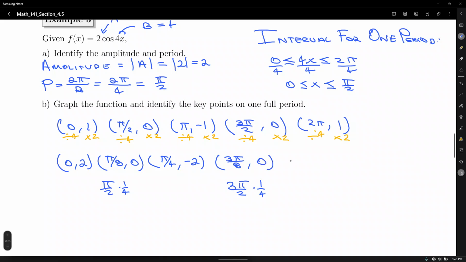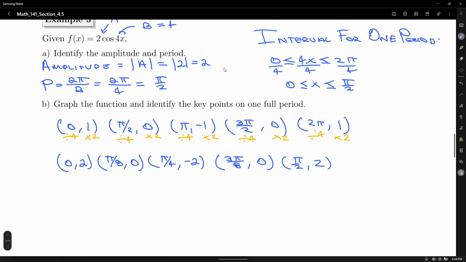And 2 pi divided by 4 reduces to pi over 2, which is the same value right there. So pi over 2 times 2, because 1 times 2 equals 2. Okay, let me erase all this. So these are the 5 key points for this transformed function.